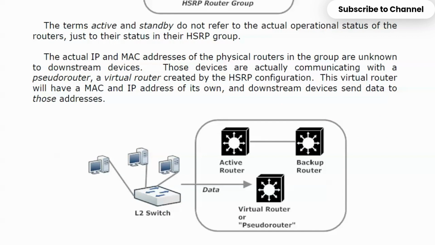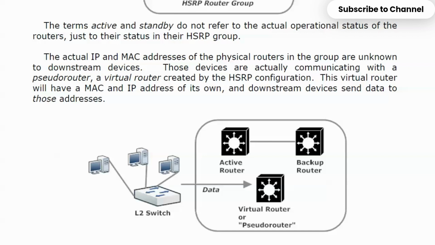Here's actually what we're doing with HSRP. Now, the actual IP and MAC addresses of the physical routers in the group are totally unknown to downstream devices. And in this case, that being our switch and a bunch of hosts connected to that switch, these devices are actually communicating with a router that does not exist. A pseudo router, or a more popular term, a virtual router, and that's going to be created by the HSRP configuration. Now this virtual router is going to have its own MAC address, it's going to have an IP address that we assign it, and the downstream devices send data using those as the destination addresses.